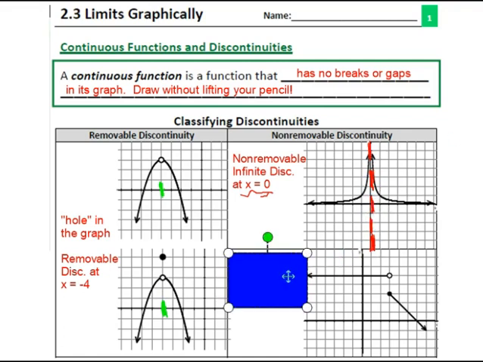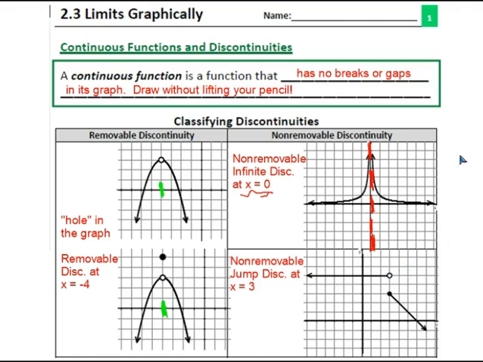Now this one down here is a little bit different. Okay, you can kind of notice it by the graph, but this one we would say is a non-removable jump discontinuity. So if you can imagine drawing this one with your pencil, okay, and then you got to lift it up, you jump to another value on that same x point. Okay, so this point right here we're specifically talking about is x equals 3.